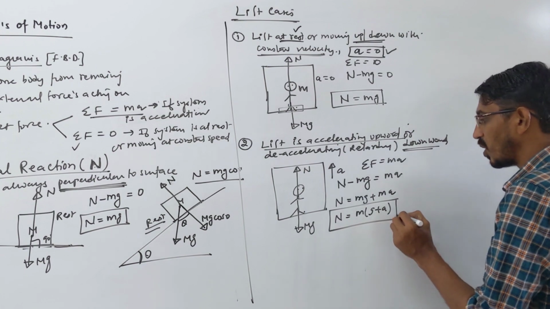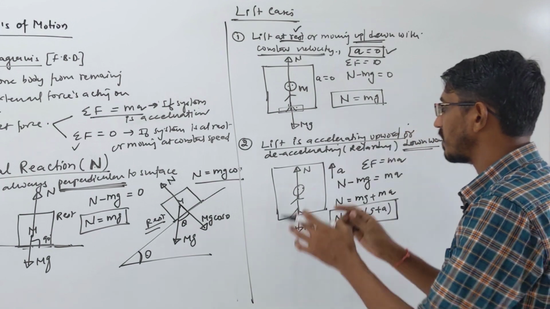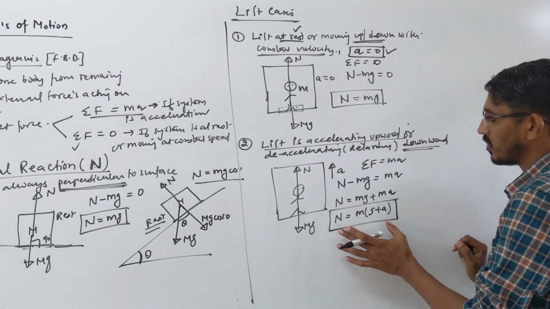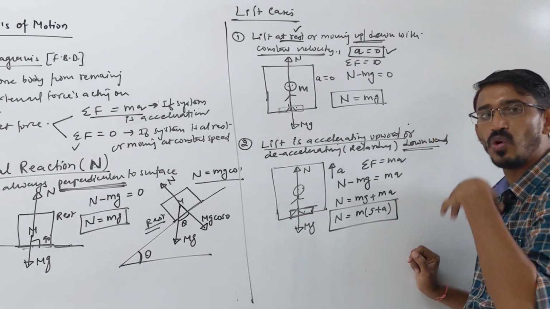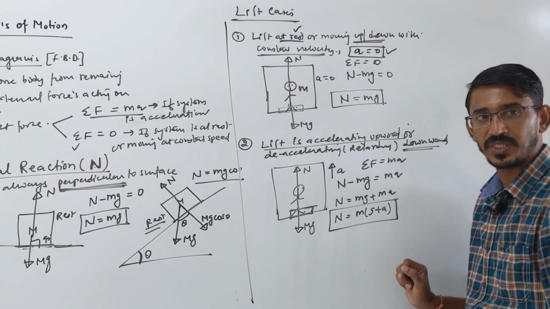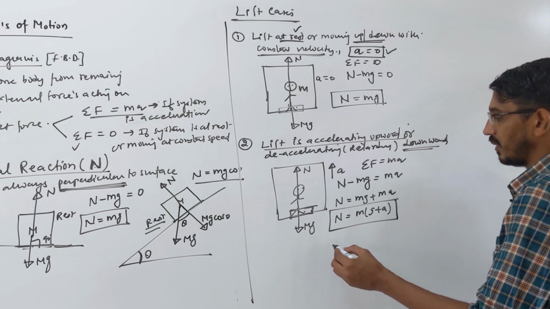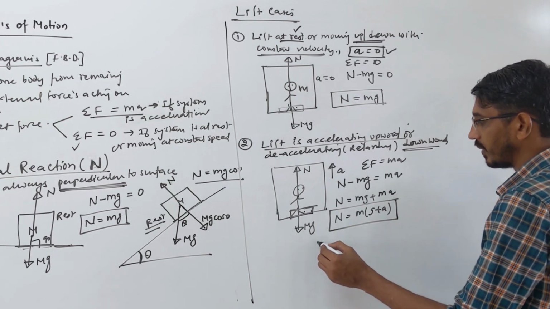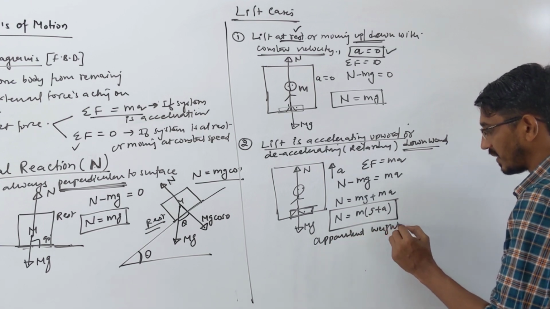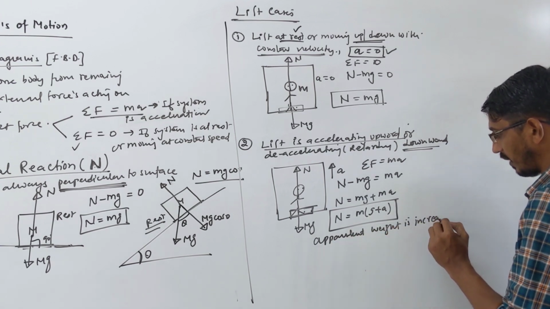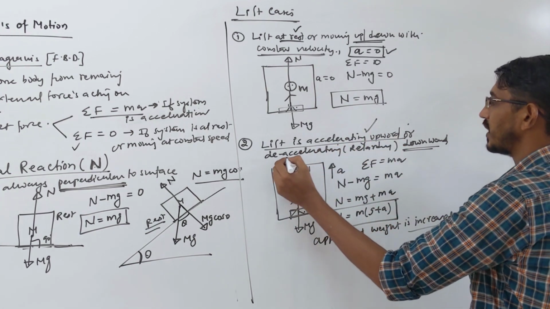You see that the normal reaction exerted by this lift is increased, because the system is accelerating. So in this case the normal reaction increases. Suppose you put a weighing machine here again, the weighing machine will show more than the actual weight of the person. Here m(g plus a) is what we call the apparent weight, and the apparent weight is increased. Now, why did I say that accelerating upward is the same as deaccelerating downward?